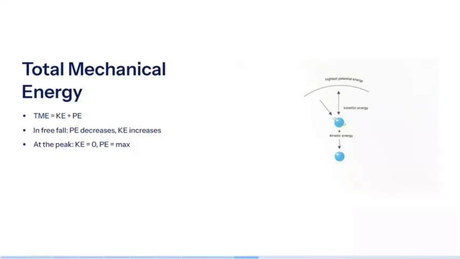So if they ask you to find the total mechanical energy, it's always equal to kinetic energy plus potential energy. Whatever it gives you is going to be the total mechanical energy. And according to the law of conservation of energy, it remains constant for a closed system. For an open system, it might behave differently. It might not be constant, but for a closed system, it's always going to be constant.